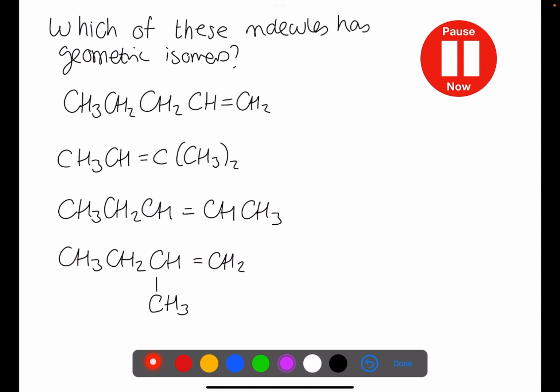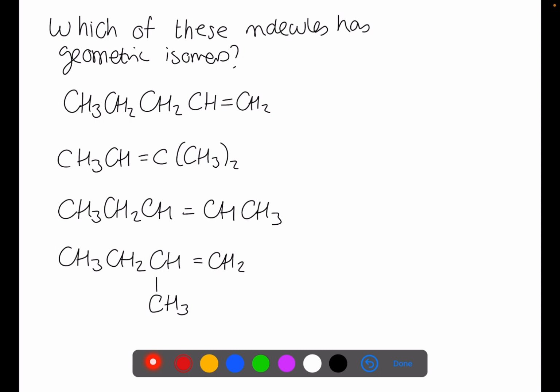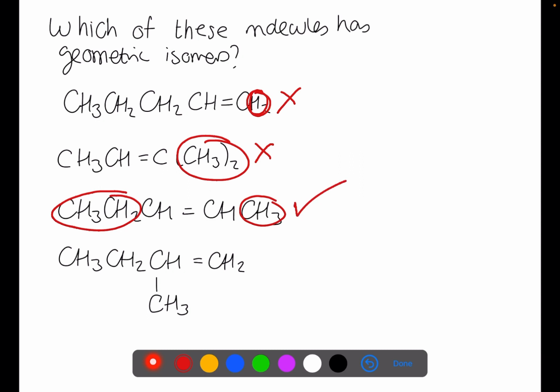Pause the video now and try this question. Here we're trying to find which of the molecules has a geometric isomer. So in this first one, we can see that there are two hydrogen atoms attached to this one. So we don't have any groups here for us to have opposite sides. For this one here, we've got two CH3 groups on this end one, and then we have this chain attached to this one. So this one can't have a geometric isomer. Here we have two hydrogen atoms, and then we've also got the two different chains, which could be either on the same side or opposite sides of a double bond. So this one will have your geometric isomers.